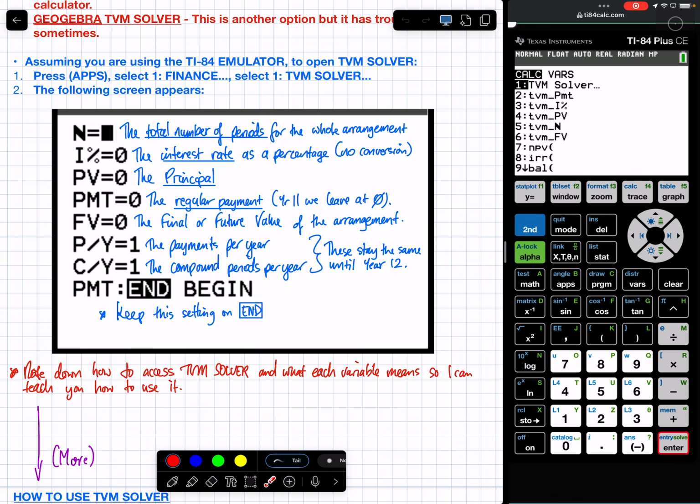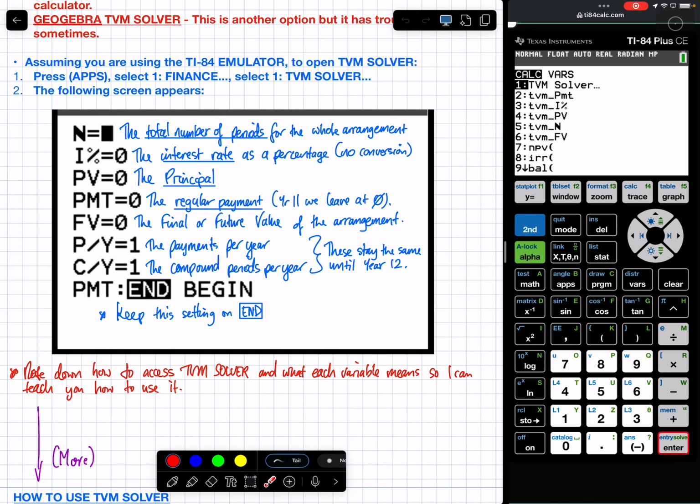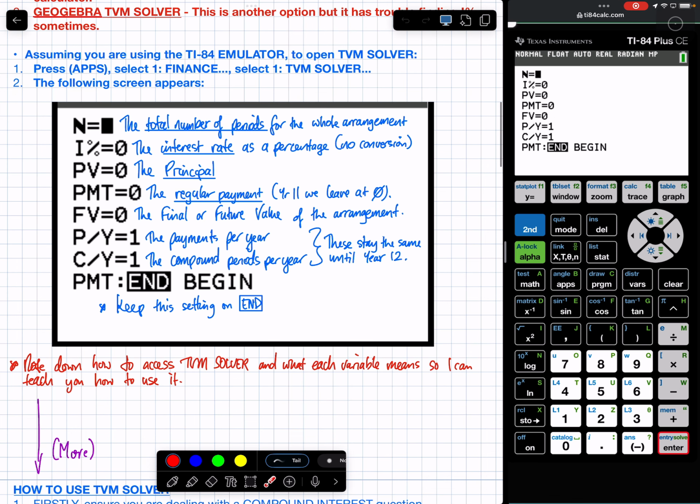And you can see the top application is TVM Solver. That's what I'm going to teach you as a head start for later years in your maths. So can you open that, please, and notice what comes up? So this is an app that deals with compound interest only. And the way it works is it asks you for these variables, and then it allows you to find any other variable when you've answered and entered the information.